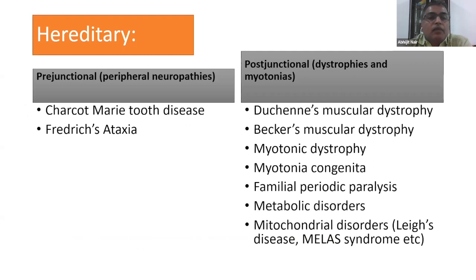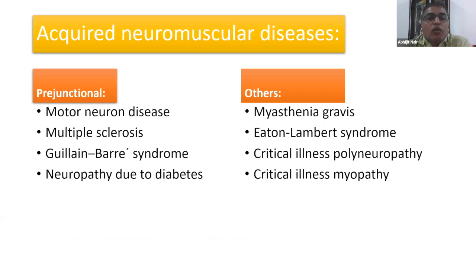I'll just brief about the hereditary and the acquired diseases. Hereditary, we have pre-junctional, which is Charcot-Marie-Tooth disease and Friedreich's ataxia. Post-junctional are the dystrophies and myotonias. Most common are Duchenne's muscular dystrophy and Becker's muscular dystrophy, and a few more myotonic diseases. The acquired neuromuscular diseases are divided into pre-junctional and others. Pre-junctional are motor neuron disease, multiple sclerosis, Guillain-Barré syndrome, and diabetic neuropathy. In others come myasthenia gravis, Eaton-Lambert, critical illness polyneuropathy, and critical illness myopathy.